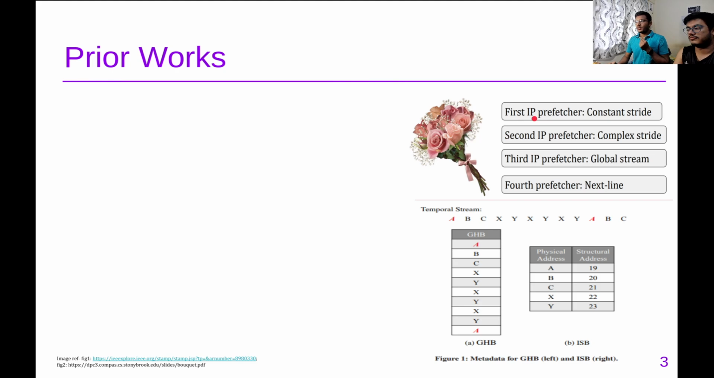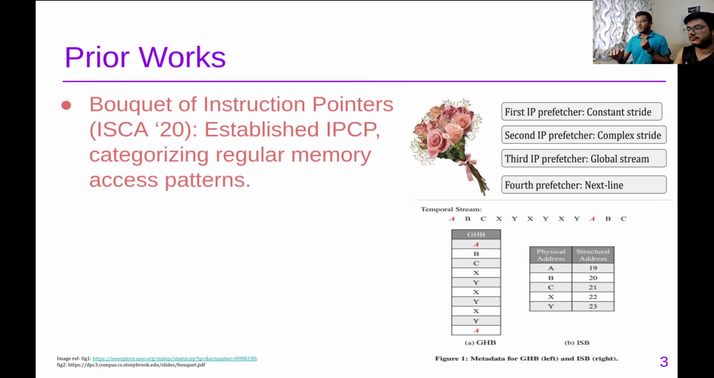So moving next, what are the prior works done in this field? As I discussed, IPCP was proposed in ISCA 20, titled Bouquet of Instruction Pointers, which integrates 4 prefetchers. First is constant stride, which tracks first order strides between two consecutive addresses. Next is the complex stride, which tracks second order strides between consecutive addresses. Third is global stream, which tracks frequent accesses inside a region of memory. And the fourth is the most common next line prefetcher.